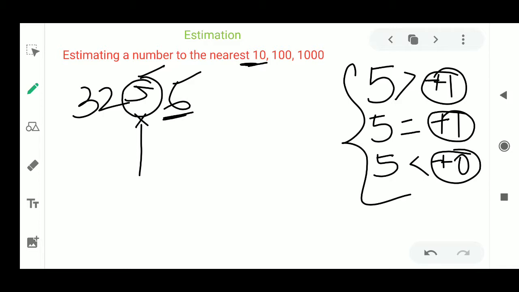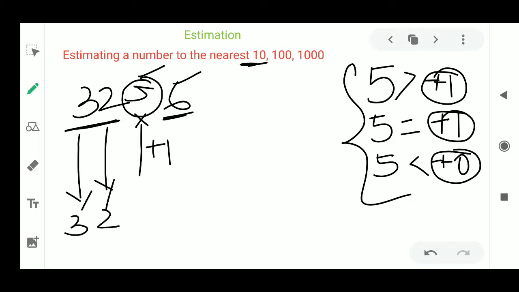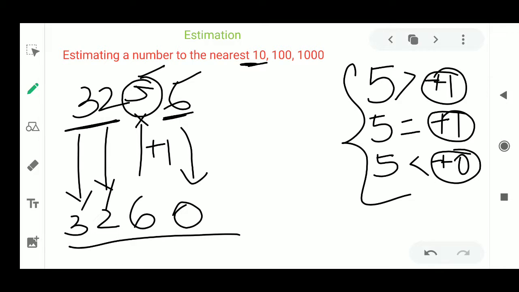So what will we do? Greater than 5, so you will add plus 1. Next, left side of the circle, whatever digits are there, you write the same. There is 3, write the same. There is a 2, write the same. So 5 plus 1, 6. And right side of the circle, all the digits become 0. So this is your round up of 3260.